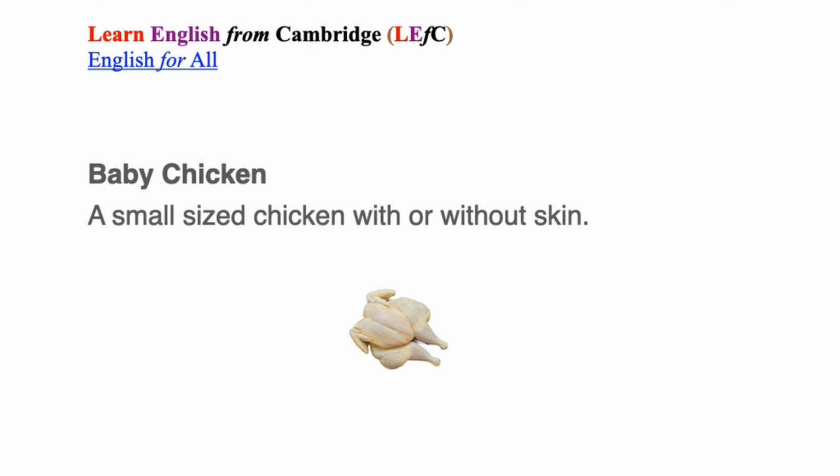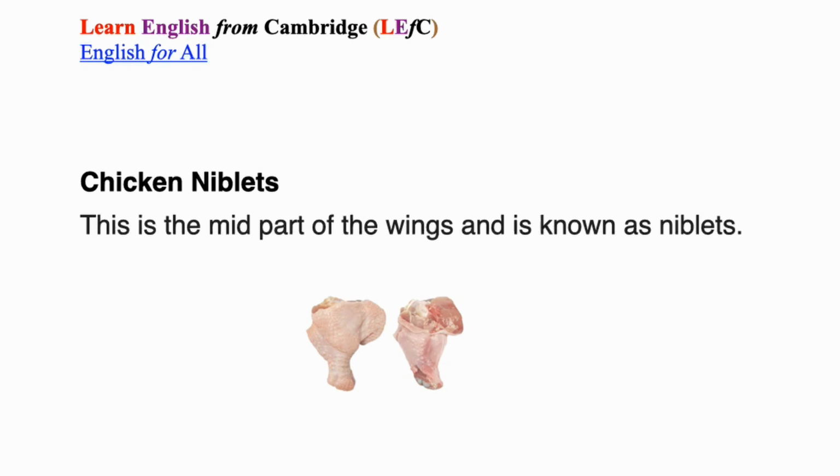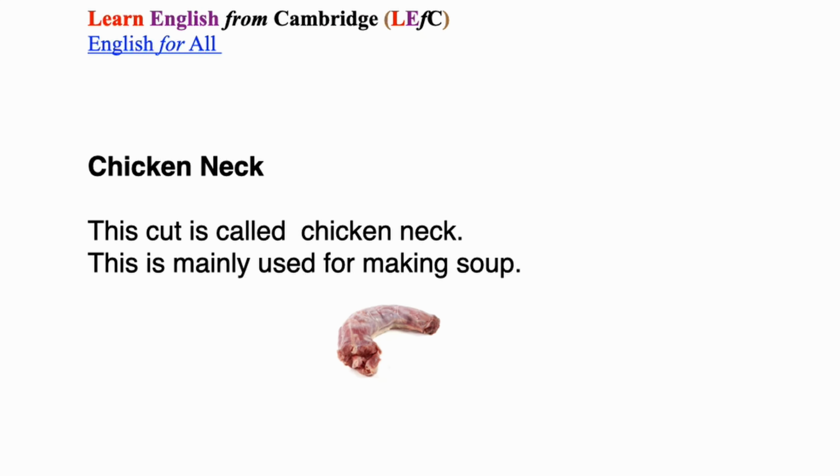Baby chicken. A small sized chicken with or without skin. Chicken niblets. This is the mid part of the wings and is known as niblets. Chicken neck. This cut is called chicken neck. This is mainly used for making soup.